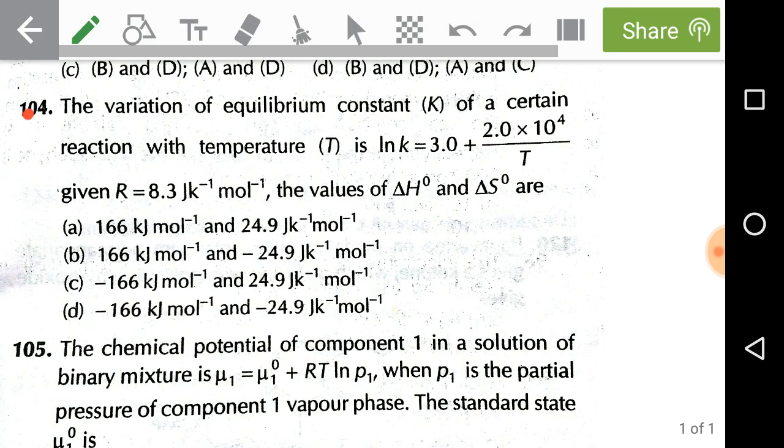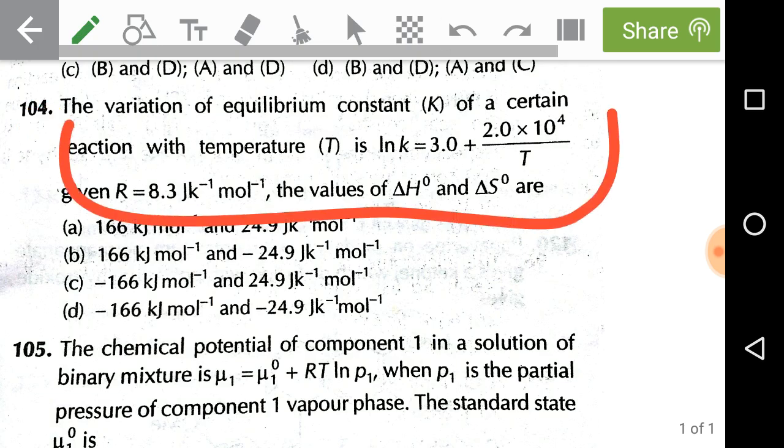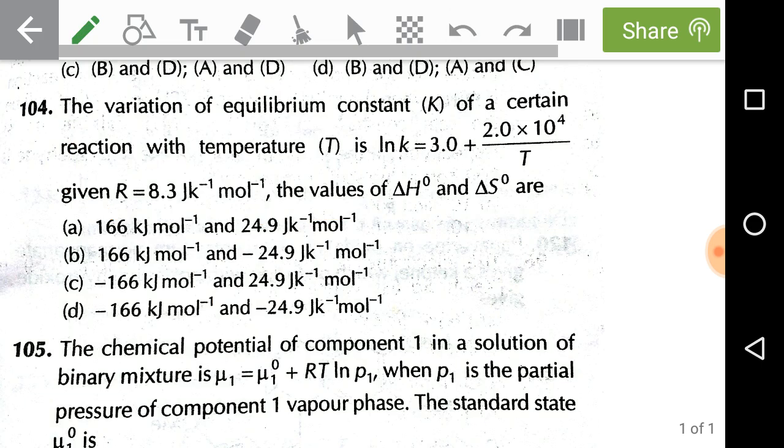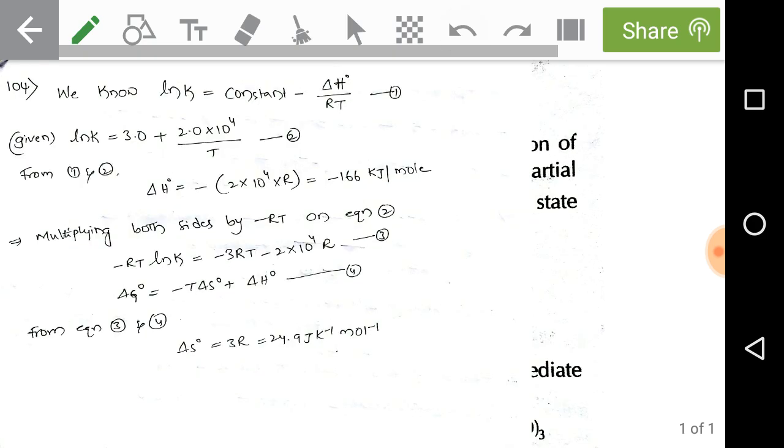Next question, 104. The variation of the equilibrium constant K of a certain reaction with temperature T is ln K equals 3 plus 2 into 10 power 4 by T, given R equals 8.3 joule per Kelvin per mole. The values of delta H 0 and delta S 0 are? Okay, just look at the 104th question.